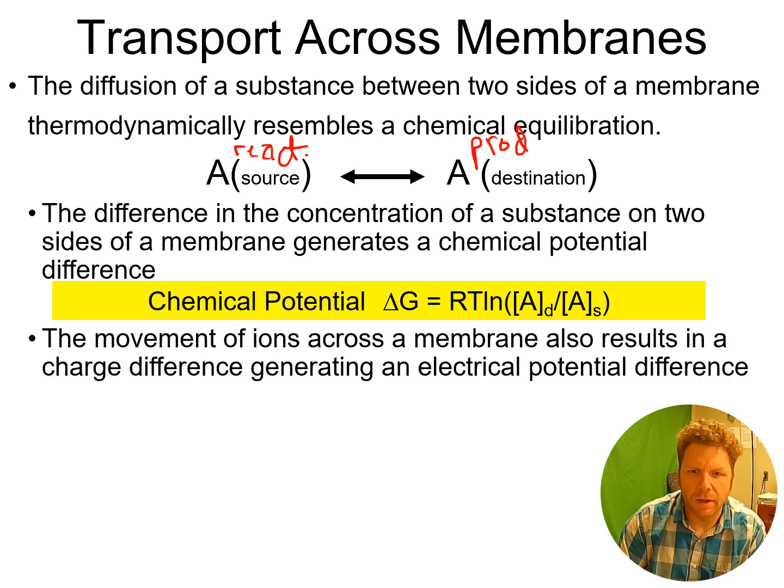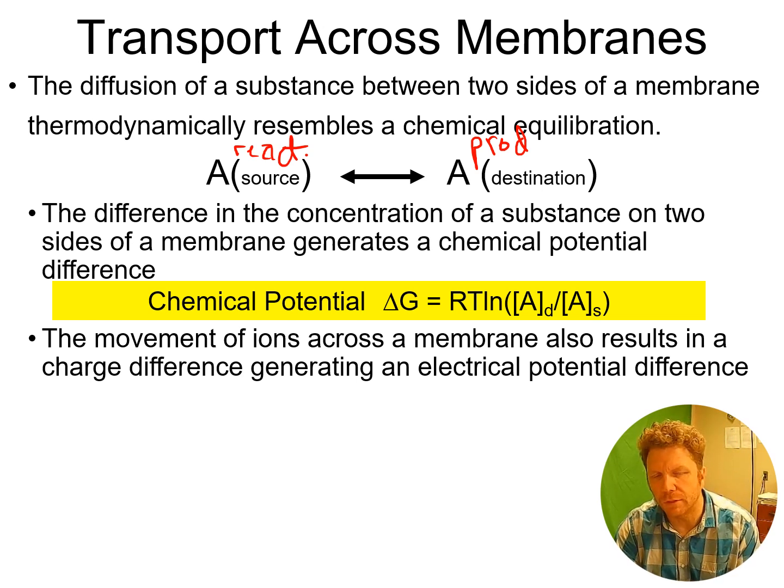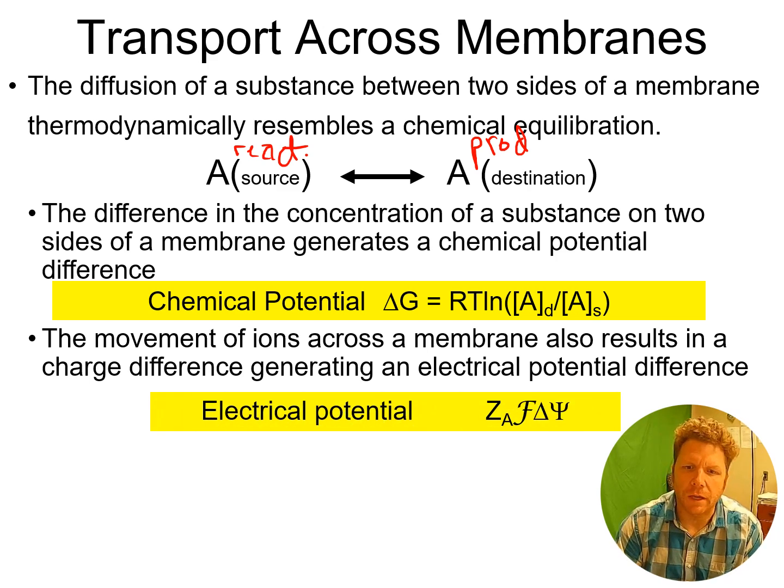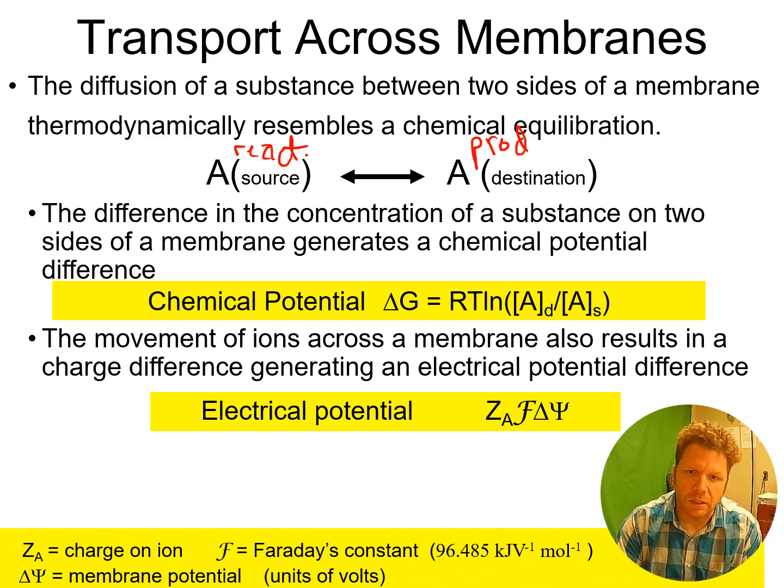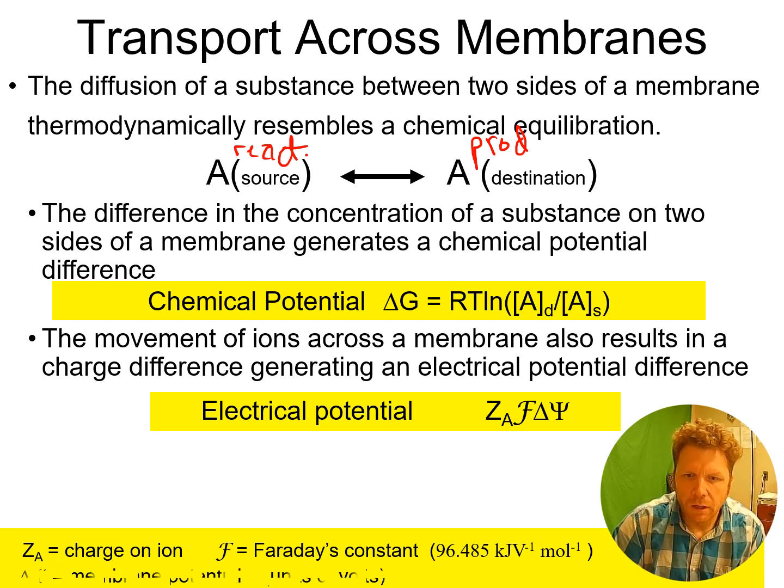Now, the movement of ions across a membrane also results in a charge difference, generating an electrical potential difference. If something is positively charged and it moves to the opposite side of the membrane, that's moving a positive charge across. We account for that by looking at the electrical potential, which is Z sub A times Faraday's constant times delta psi. Z sub A is the charge of our ion, F is Faraday's constant, and delta psi is our membrane potential. Our units for this are in volts.